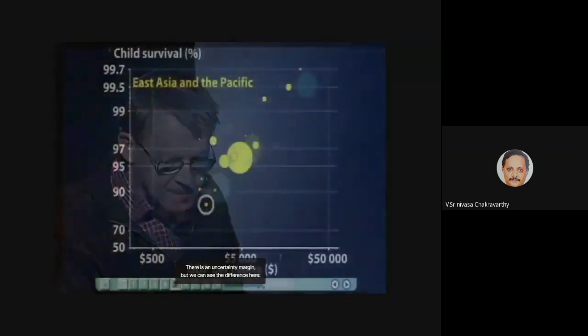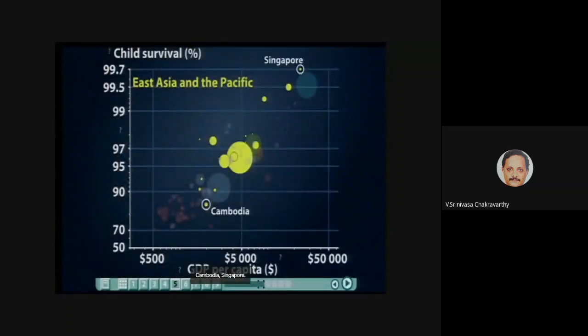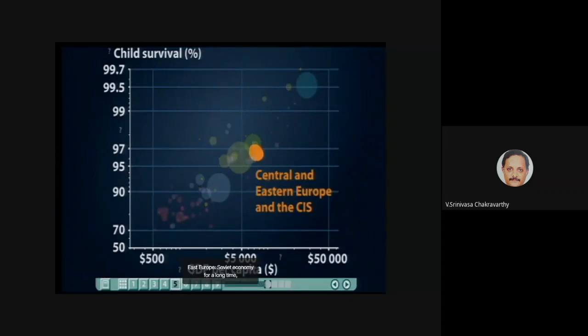Data is often better than you think. Many people say that data is bad, that there is an uncertainty margin. But we can see the difference here, Cambodia, Singapore. The differences are much bigger than the weakness of the data. East Europe had a Soviet economy for a long time, but after 10 years they come out very, very differently.